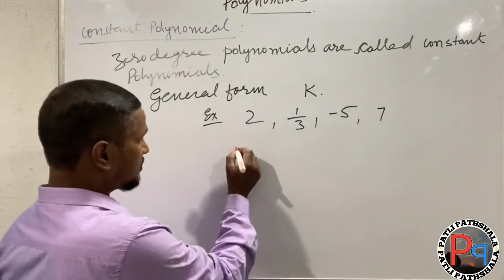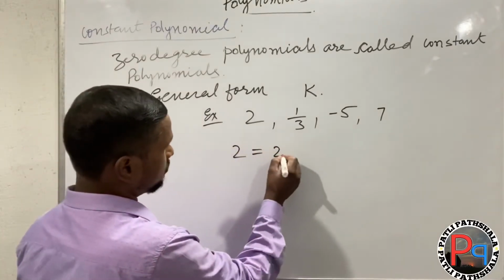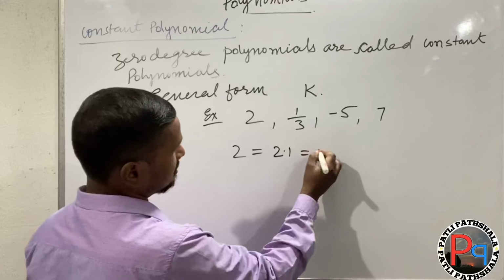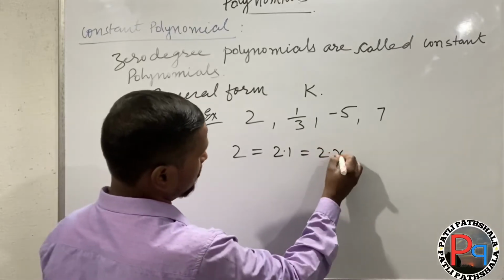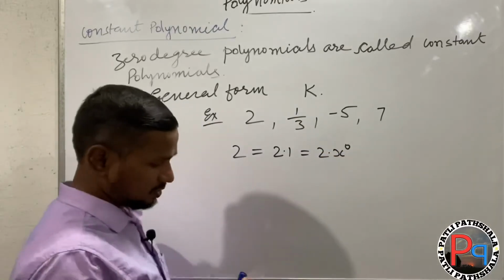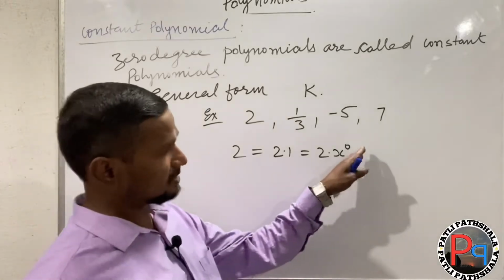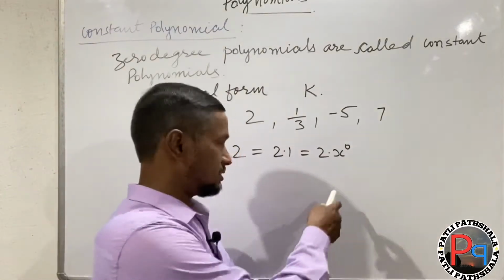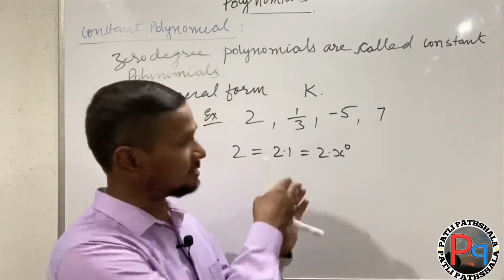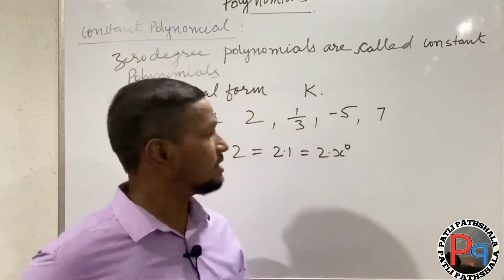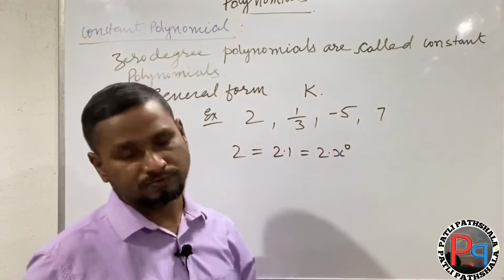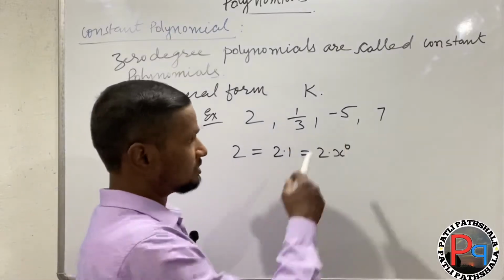Let us see here. This 2 can be written as 2 into 1, and this can be written as 2 into x to the power 0. So here the variable is x and its power is 0, therefore it is a constant polynomial. Similarly, all other constants can be written in this form, therefore all these are constant polynomials.